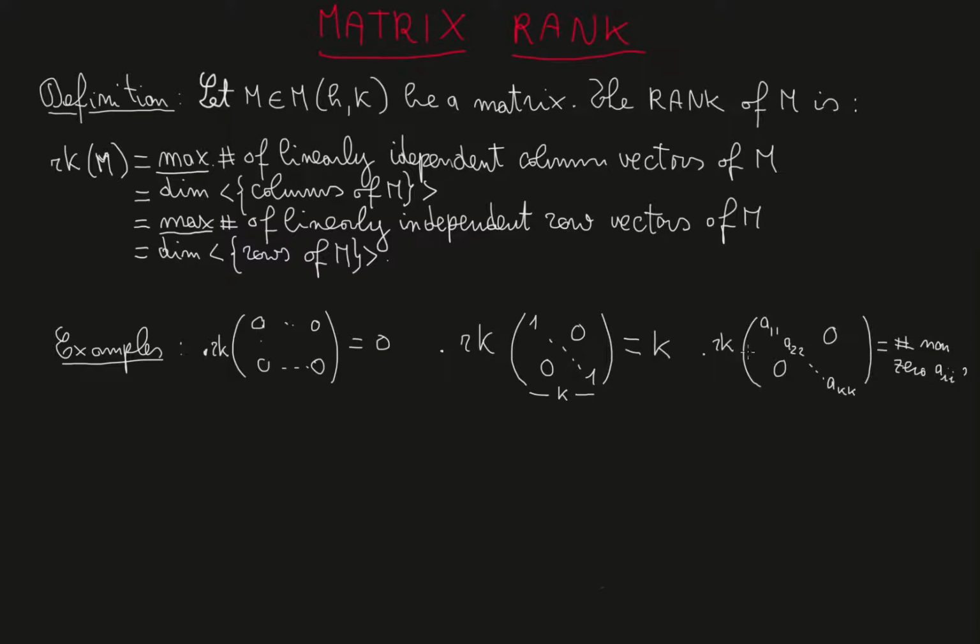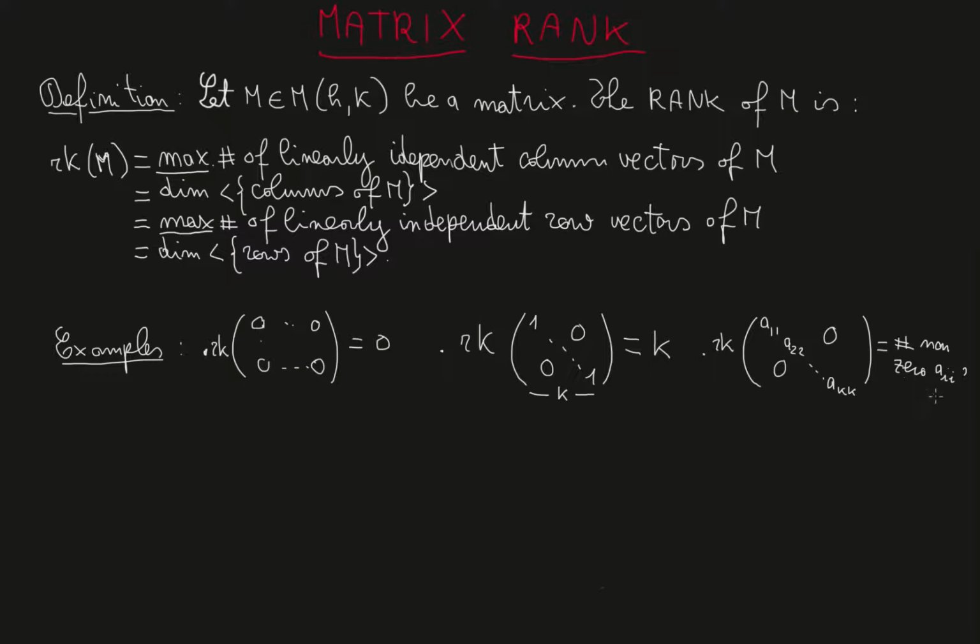Let's consider more generally a diagonal matrix, which is a matrix that has zeros on the upper triangular part and zeros on the lower triangular part. Let's call a11, a22 through akk the coefficients on the main diagonal of the matrix. Now what's the rank of this matrix? The rank of this matrix is easily seen to be the number of non-zero elements along the diagonal.